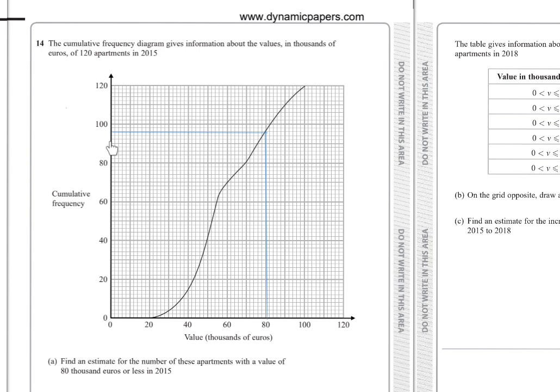Now this 80, so 90, between 90 and 100, we have five small squares, so each small square represents 2. So we have 3 squares above 90, so 96. So the answer is 96.